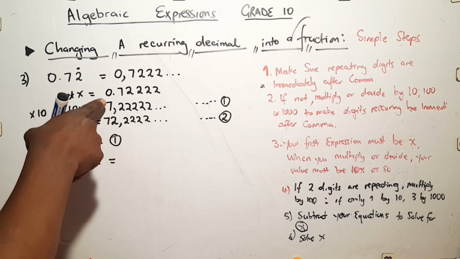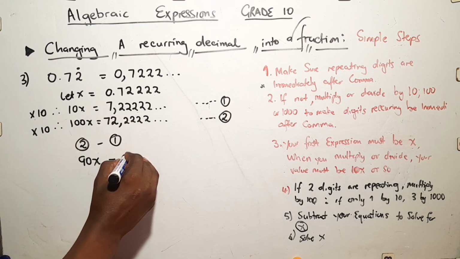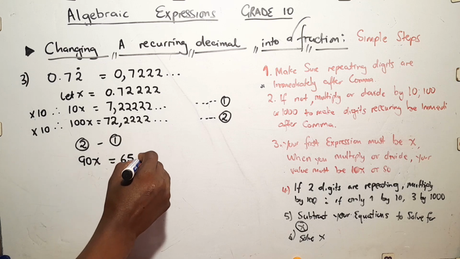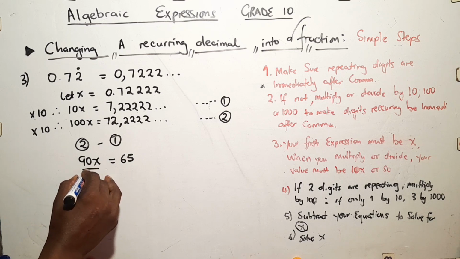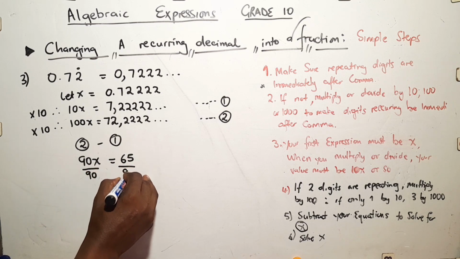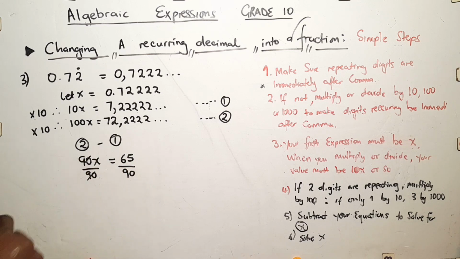And 72 minus 7 gives us 65. And then this will cancel each other out, right? So now we can divide both sides by 90. So 90 will cancel that 90 out.